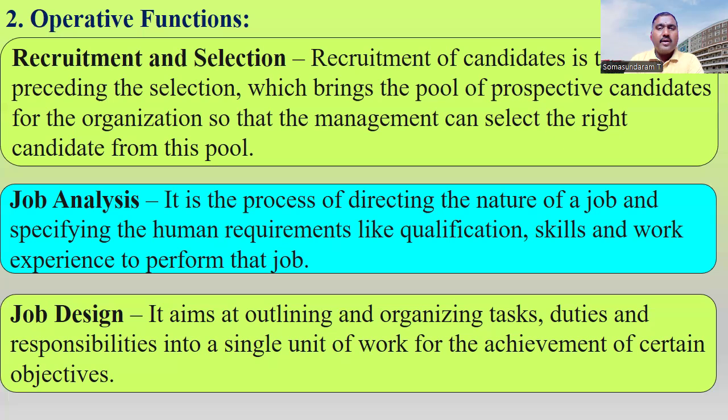Before giving an appointment or explaining their responsibility, they have to mention the requirements from the company side to place them in the respective designation. That is job analysis. The third important operative function is job design. So they have to give the overview of their responsibilities and then the tasks.